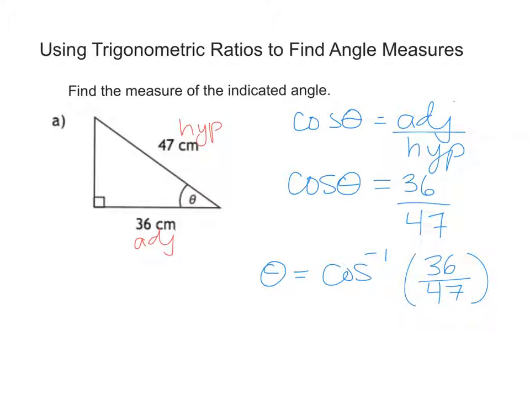See if you can figure out how to put that in, and let's see what the answer is. I got 40 degrees. Anybody else get 40 degrees? Yeah? The thing you need to remember is that if you're finding an angle measure and you're using trig ratios, you have to use that second cosine or second tangent or second sine. It's the inverse cosine, or inverse of the trig ratio, when you're finding an angle.